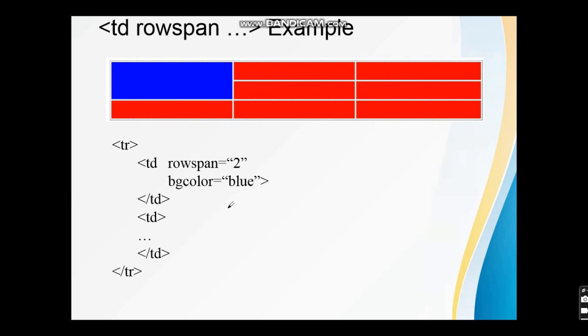Now next, TD row span example. Here you can see TD row span equals 2. If you want to merge two rows of this column, then you are going to do it using row span. TD row span equals 2, BG color equals blue.